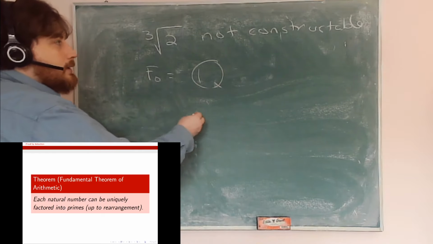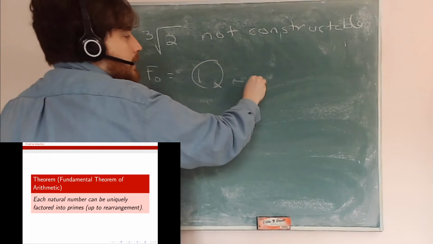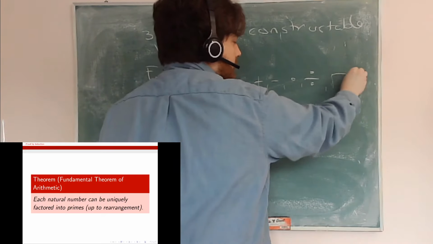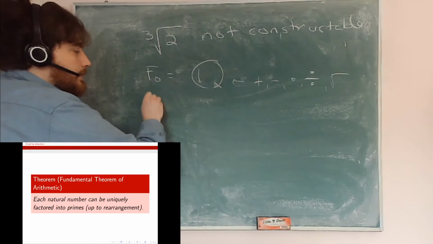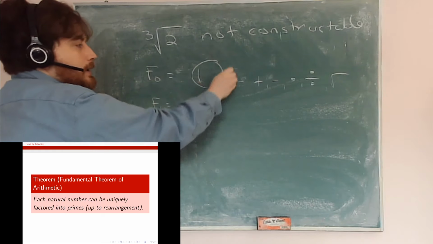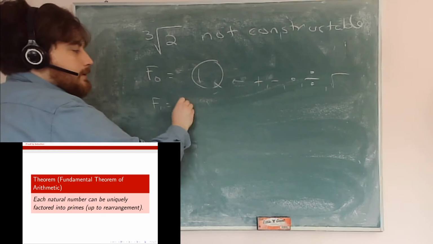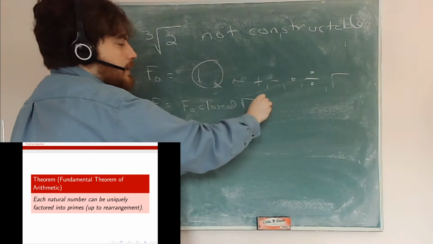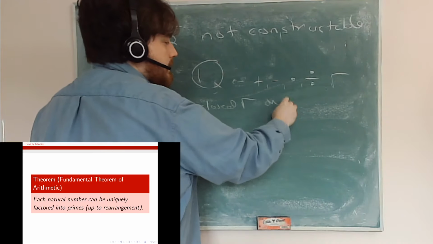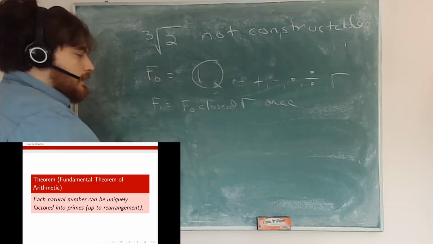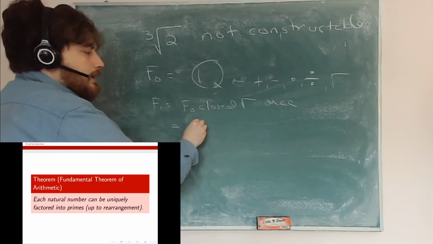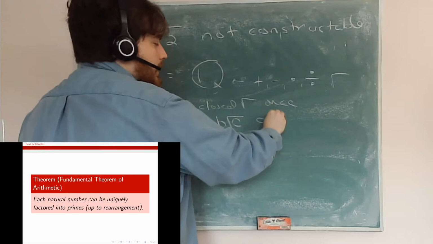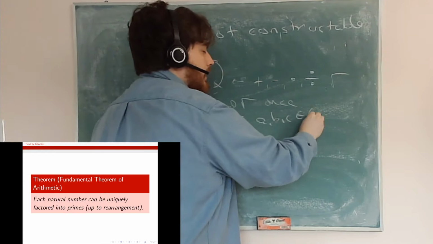And what I'm going to say here is that, so far what I used was sums, differences, products, and quotients. And so now I have to introduce a square root. So what I'm going to say is F sub 1 is going to be F sub 0 closed under square roots of non-negative numbers, just using them once. So I can use one square root. So what does that mean? Well, that means that I can take anything of the form a plus b times the square root of c, where a, b, and c are in F sub 0.